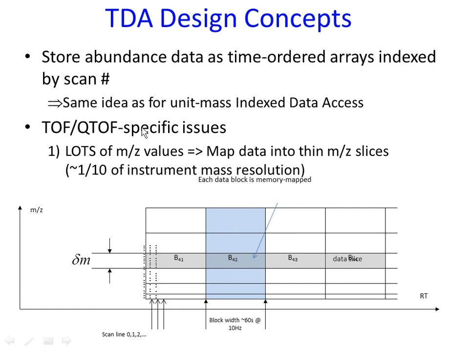Now the TOF and QTOF have specific issues that I'll mention here. One is there's lots of mass values, and those are mapped into thin slices that match up with the resolution of the instrument, and that time domain has been changed, the flight times have been changed to masses. So I can sit here with a particular mass and extract across a retention time, and you can see how with memory mapping I could accomplish a very fast extraction of the masses that I desire in, for example, deconvolution with chromatographic extraction.